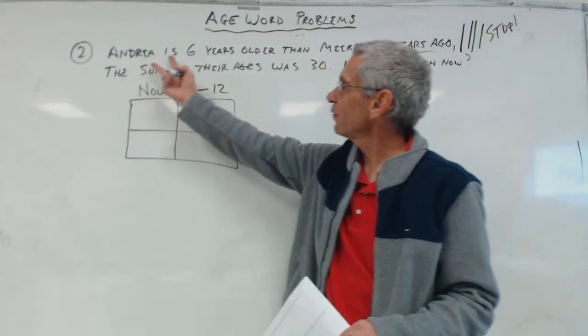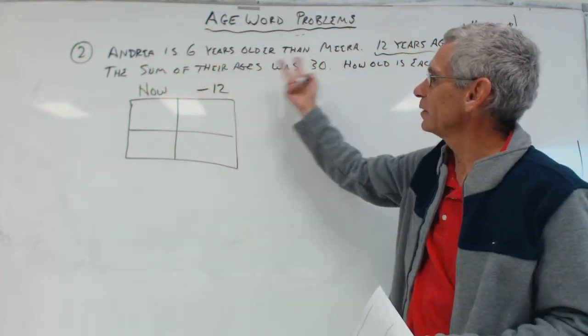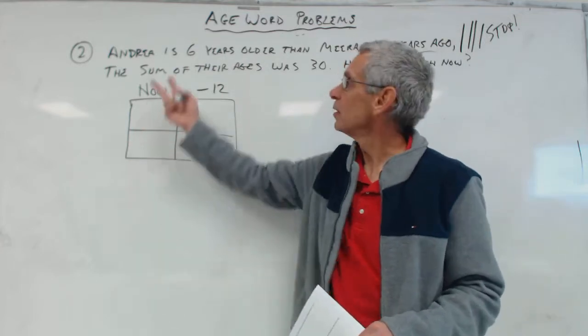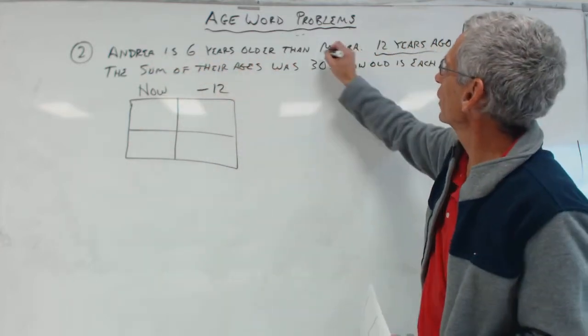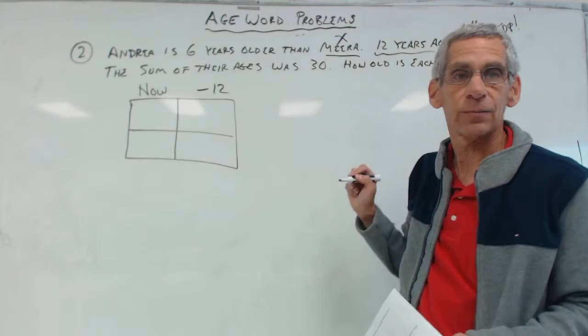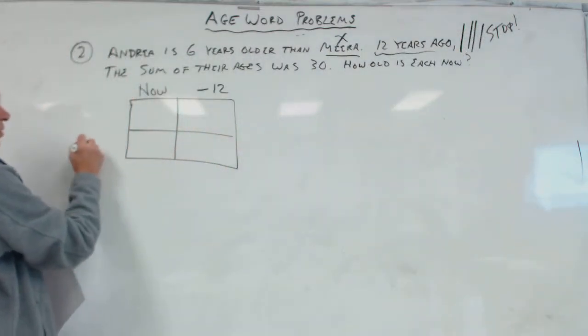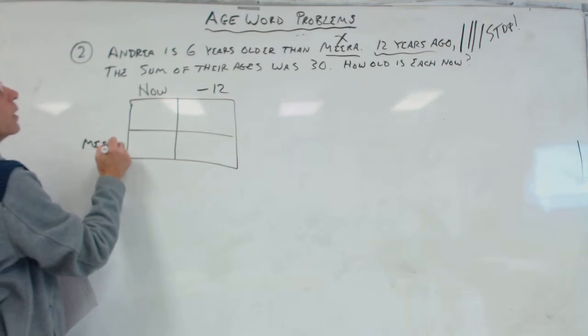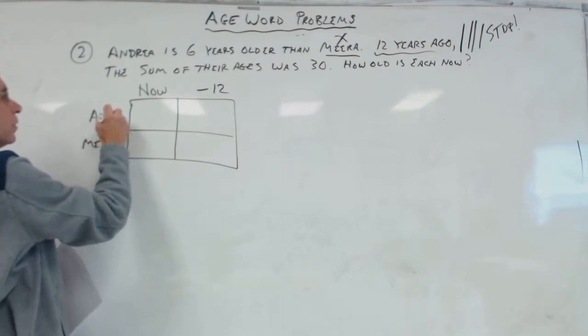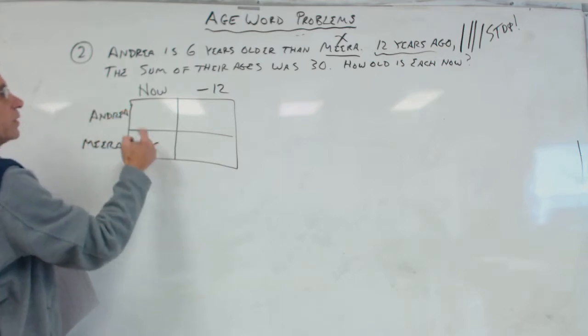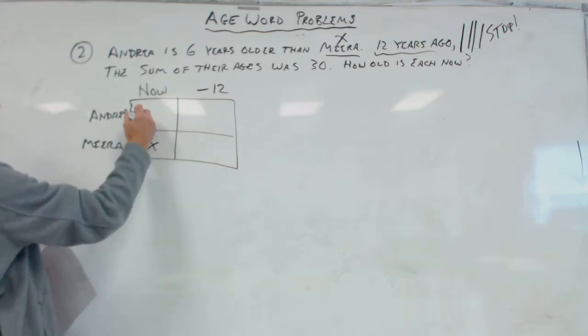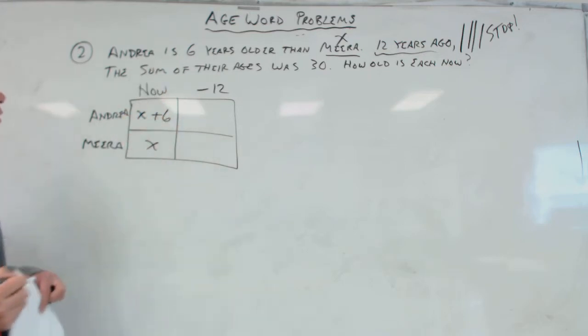We do now. First statement, first sentence, tells us our now answer. Andrea is 6 years older than Mira. Mira is X. The youngest is X, right? So Andrea is X plus 6. So this is Mira, X. And who is that? Andrea. So we have X, and this is X plus 6, 6 years older.